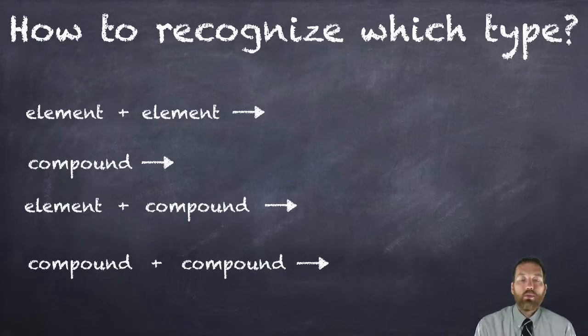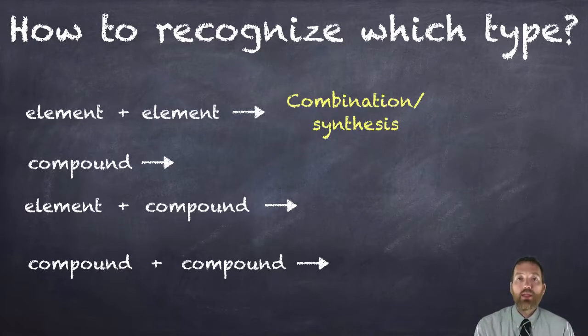Okay, so far we've learned 4 types of reactions, and remember we recognize them from their reactants. So if I have an element plus an element, that's going to be a combination or a synthesis reaction. If I just have a compound and nothing else on the left, that's automatically a decomposition reaction.